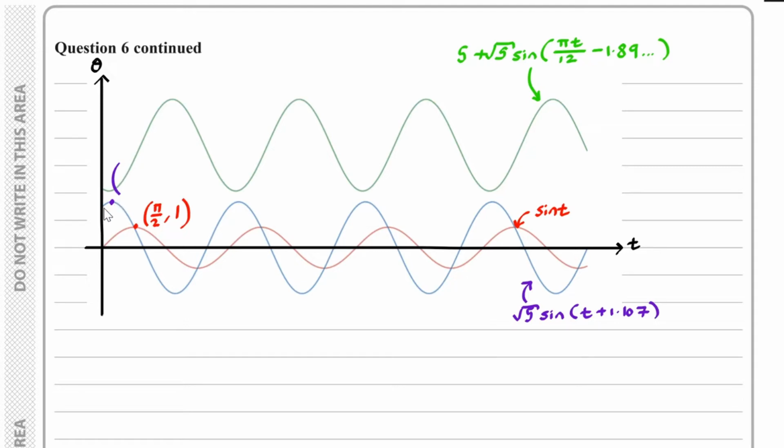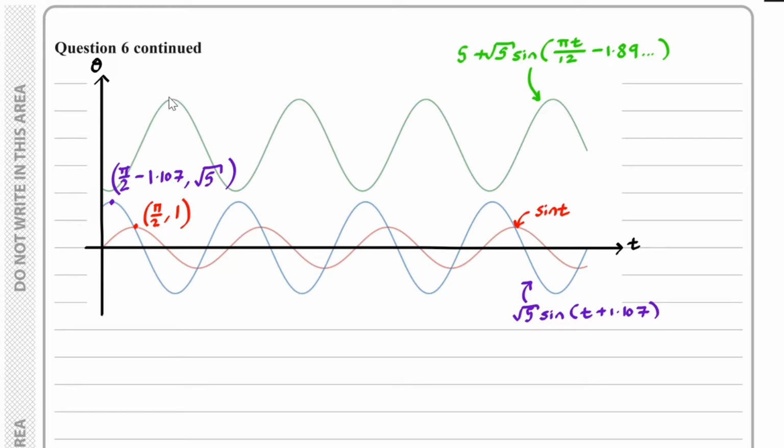So here we have the x coordinate of the maximum being at pi over 2 minus 1.107. And in terms of the y coordinates, you'd notice here we've stretched this graph by a scale factor of root 5 in the y direction. So the maximum here is at root 5. And then if you look at this graph in green, from this graph to this graph, we've then added 5 units on.